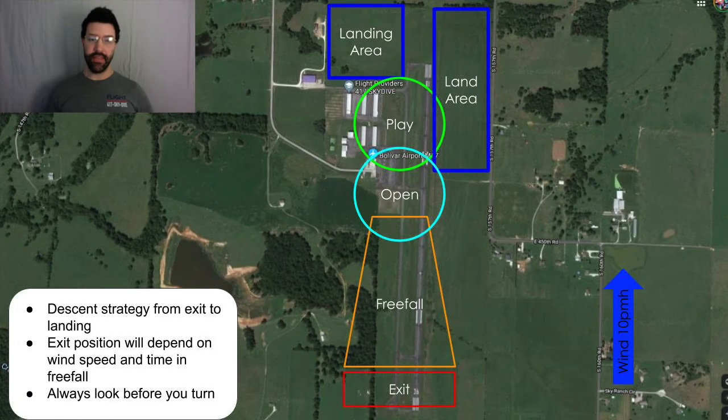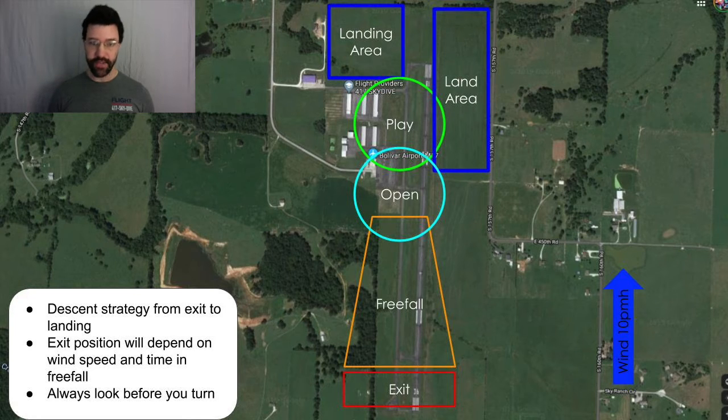Now we're going to talk about the descent strategy. This is basically your plan on making it back to your landing area from where you exit the airplane. Okay, so I know there's a lot going on in this photo, but let's start by checking the wind direction. In general, we have winds coming out of the south at about 10 miles an hour. That helps us lay out the rest of our descent strategy.